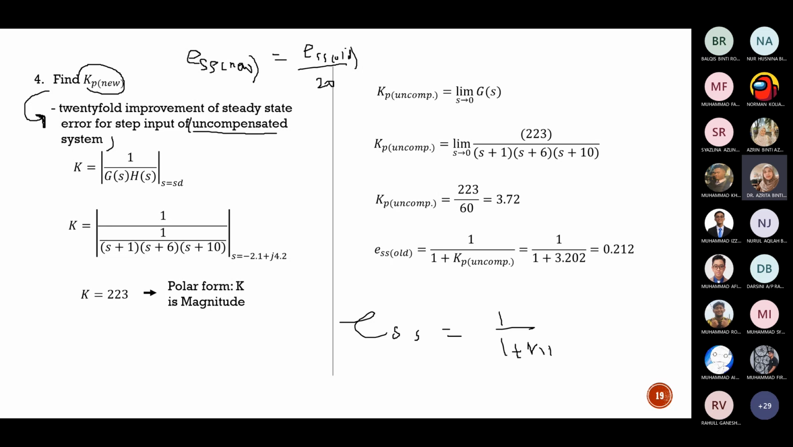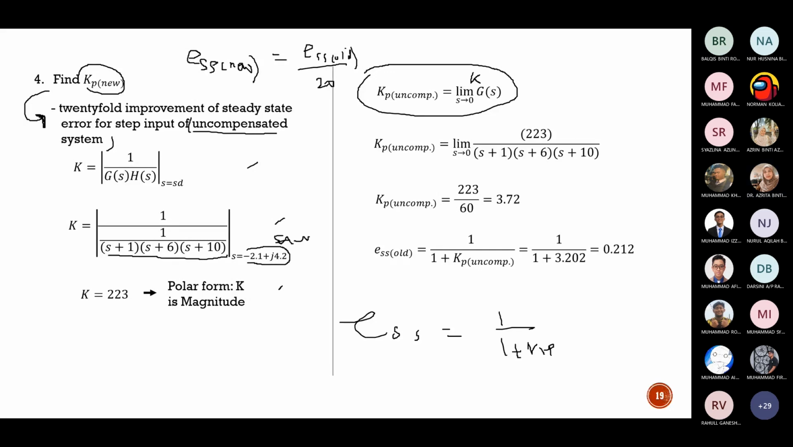So we need to find first the value of KP. The KP equation is given by this formula. Please remember to include the value of K. So that's why I find first the K uncompensated. You can see here, only from the system, and this is the KP uncompensated. Okay, so we can obtain the KP uncompensated, and then we evaluate the ESS old.